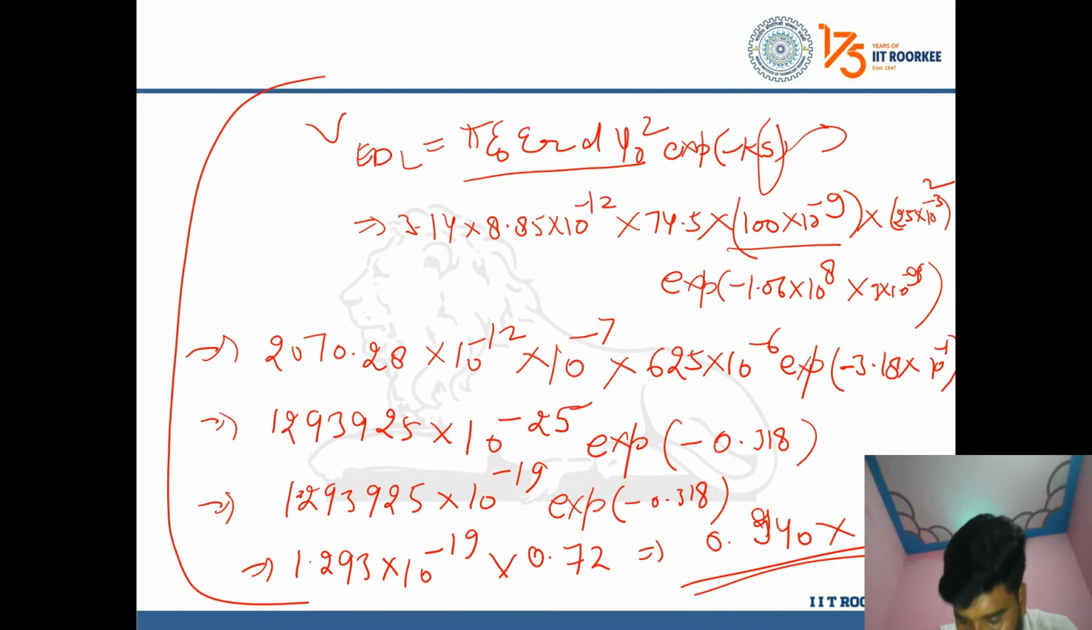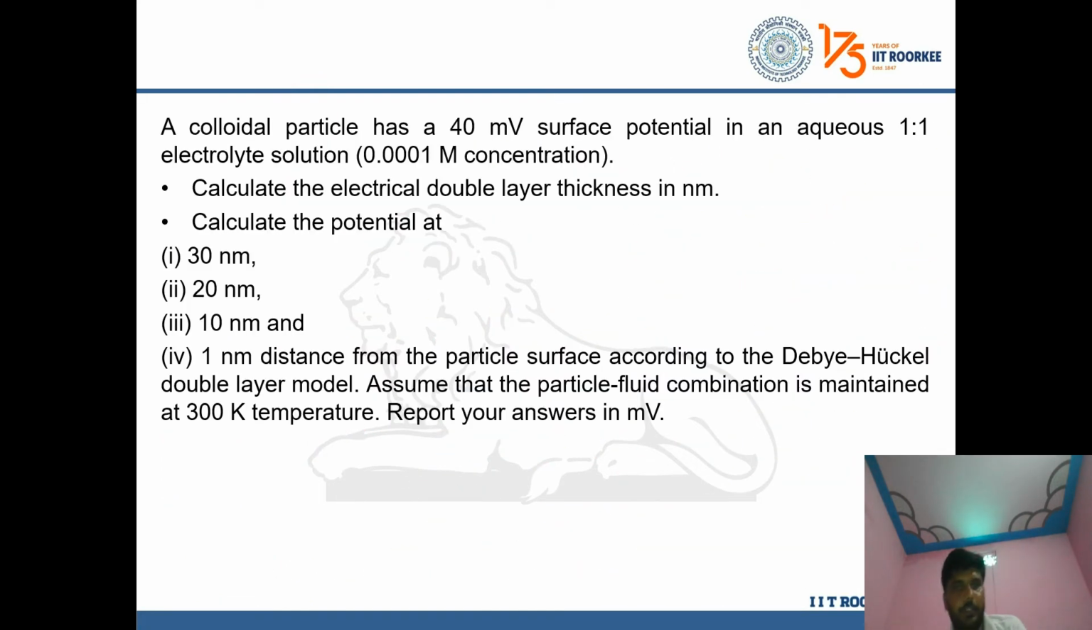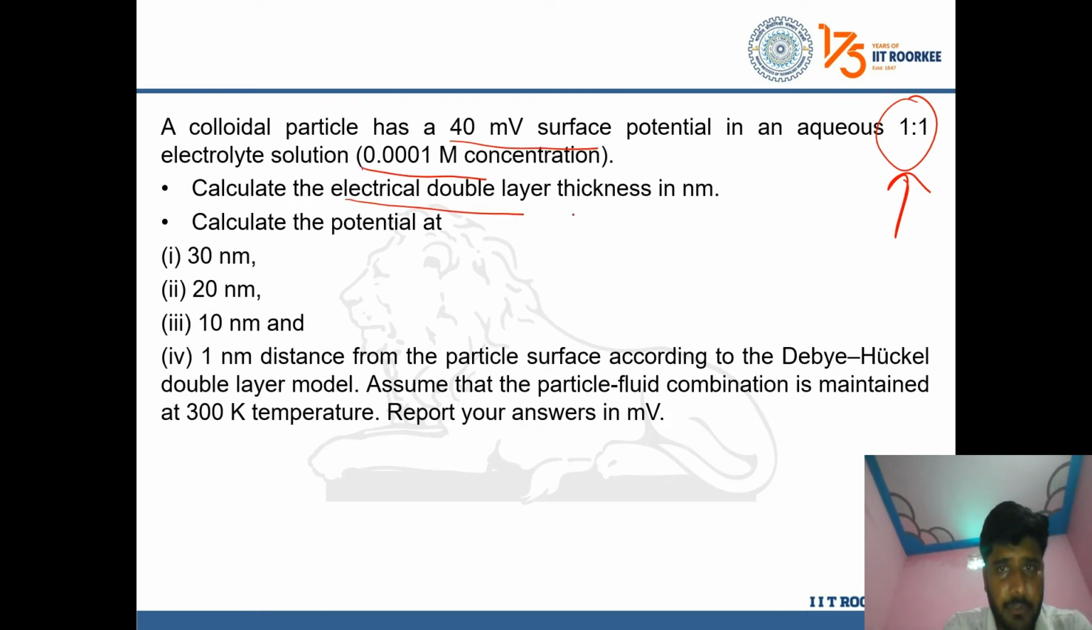Is it clear? Got it? Okay. So the next question, I think the time is okay. No worry. The colloidal particle has a 40 millivolt surface potential in a 1:1 symmetric electrolyte, and the concentration is also provided. You have to calculate the electrical double layer thickness.